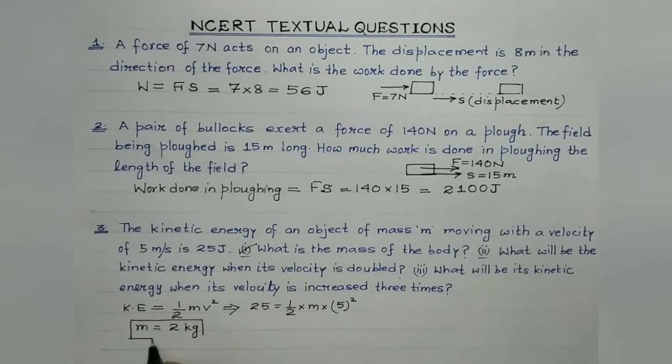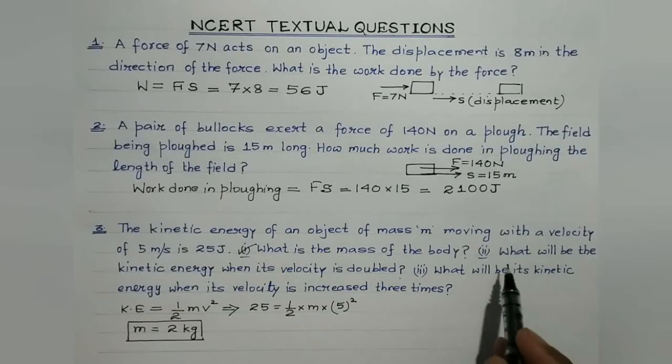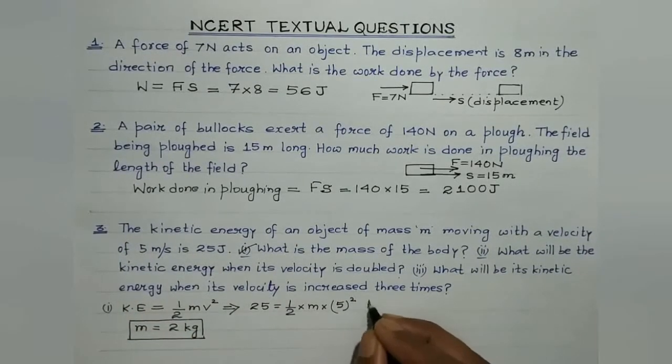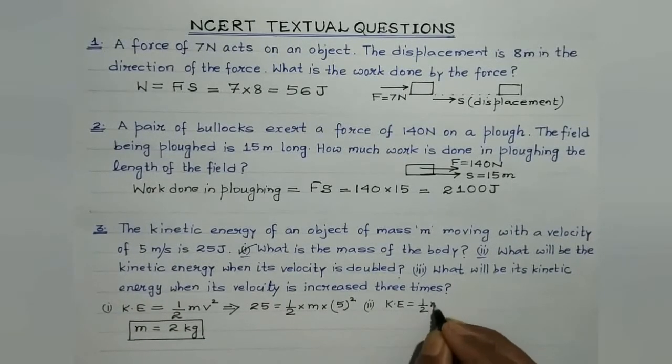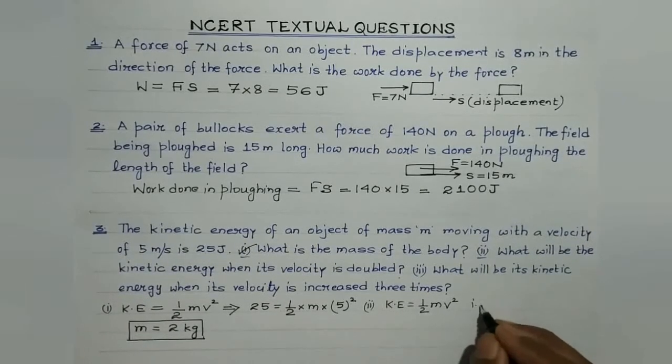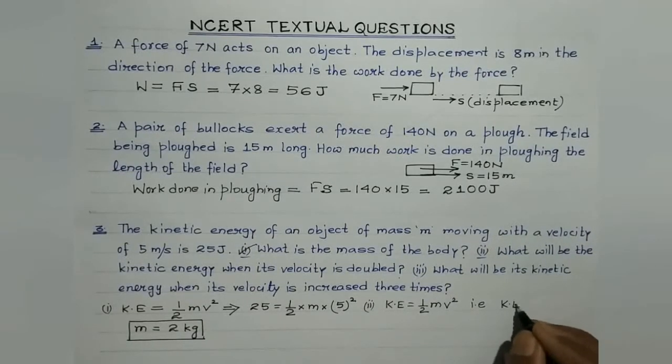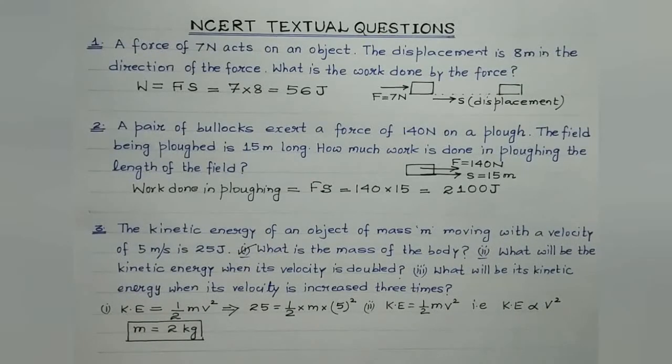Now let us find out the answer of the rest of the parts. In the second part, what we are supposed to do is find the kinetic energy when its velocity is doubled. Students, look, this is the first part, and this is the second part. Kinetic energy, as I stated, is equal to half mv square. Half is constant, and the mass of a given body is constant. Therefore, kinetic energy of a body is directly proportional to the square of its velocity. Clear? So, what will be the kinetic energy when its velocity is doubled?